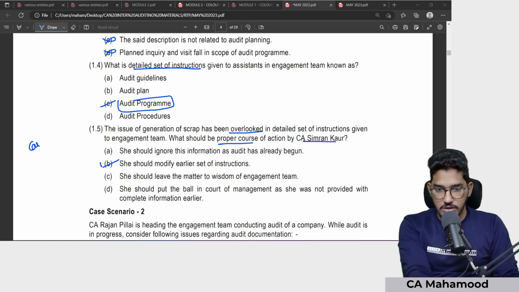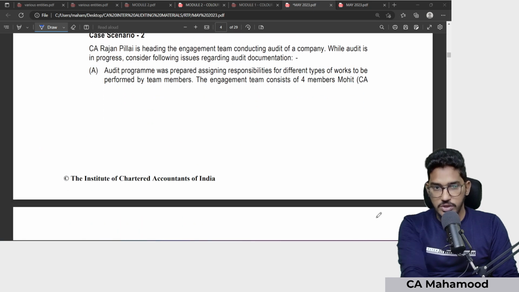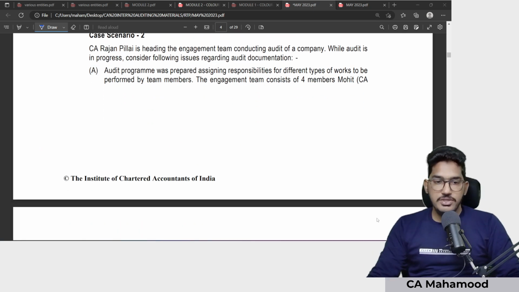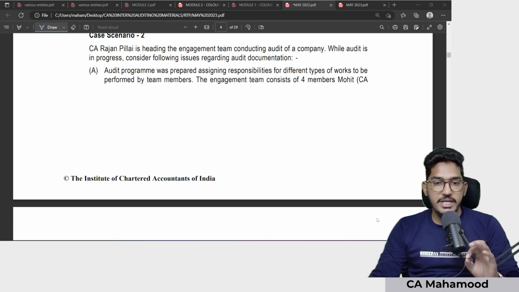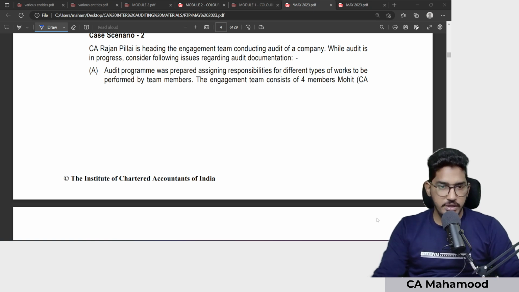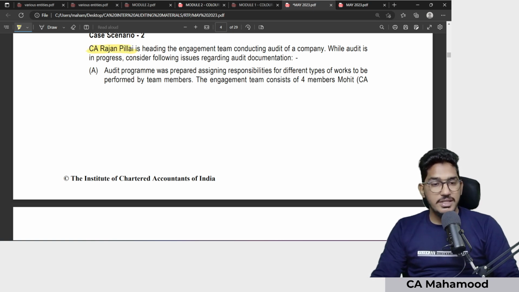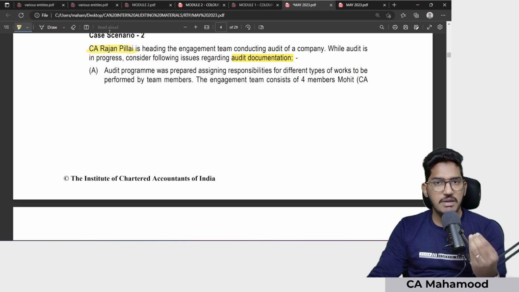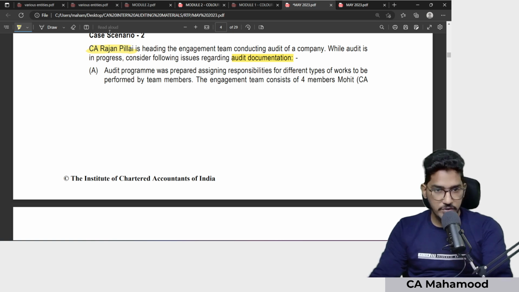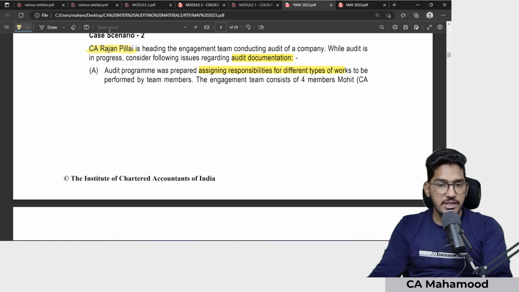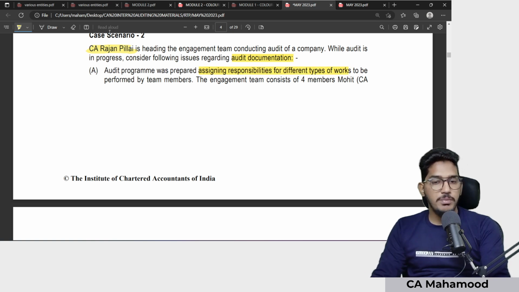So let me read out the contents of the case scenario, then we will talk about the questions. CA Rajan Pillai is heading the engagement team conducting audit of a company. So what they try to say here is CA Rajan Pillai is an engagement partner. While audit is in progress, consider the following issues regarding audit documentation. When it comes to audit documentation, they have put before us some issues here. What are they?